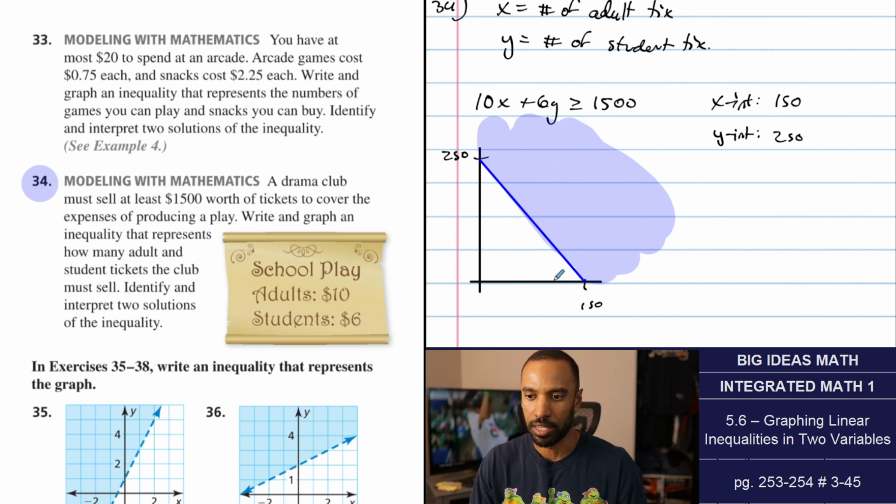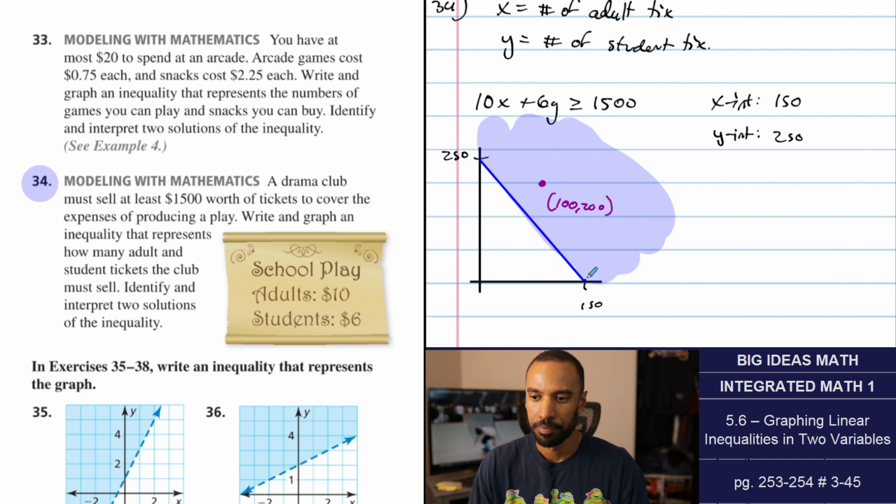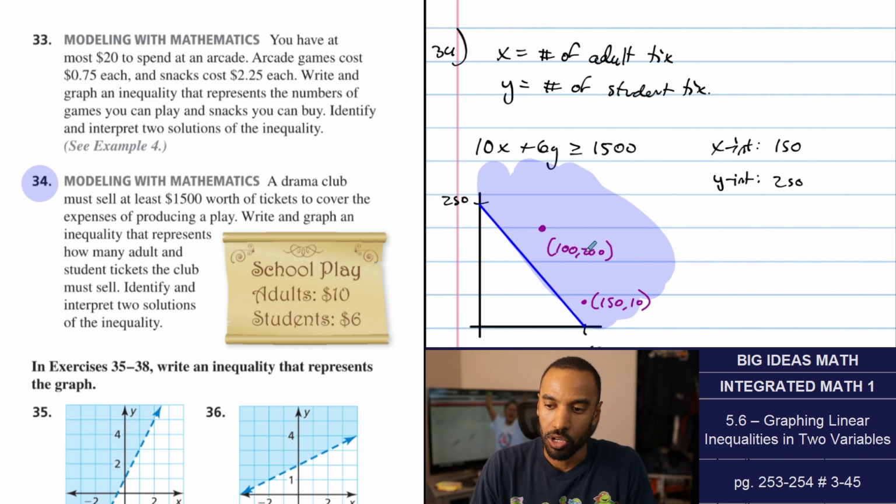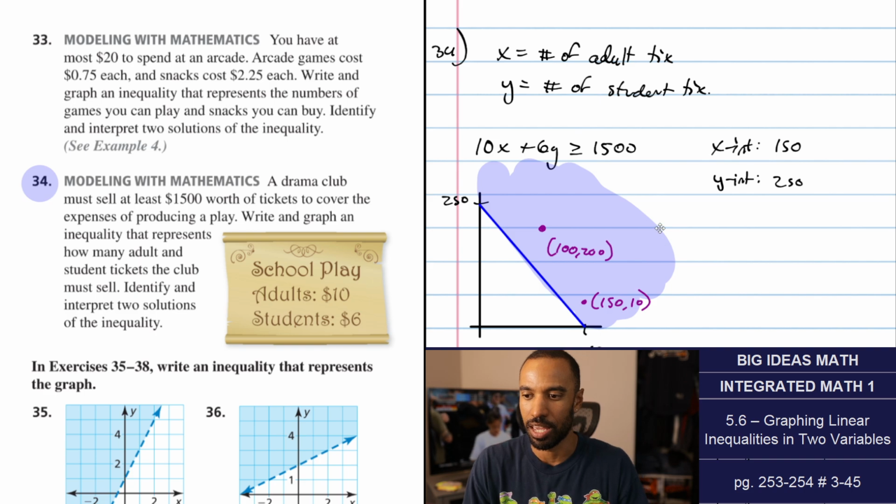We could work out something like 100, 200, I'm going to guess is going to work just fine. And 150, I know anything at 150 or more is going to work. So 150, 10 will work. So you need to make at least $1,500. 100 adult tickets and 200 student tickets should do that. You'll get about $2,200, I think, on that. And then this one here, 150 adult tickets and that means student tickets, I think gets you $1,560.